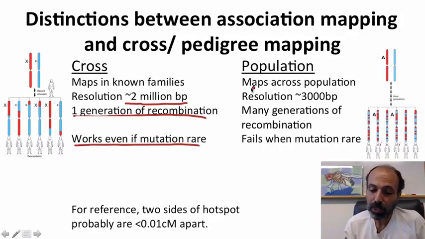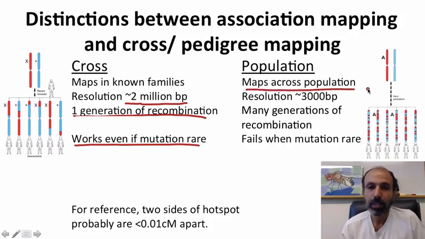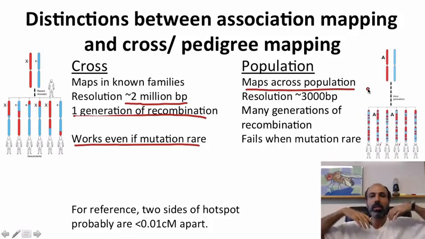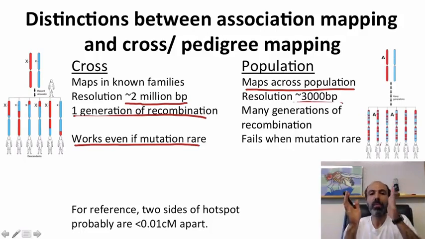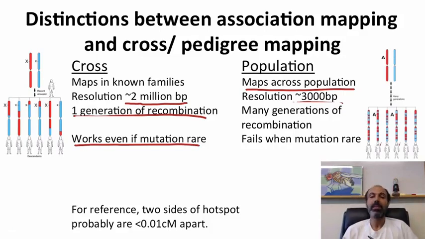With populations, rather than mapping in known families, you're mapping across a population. You're just taking a bunch of unrelated individuals. They just all happen to be in the same species in the same population. Your resolution here is much better. Rather than 2 million base pairs, your resolution here is about 3,000 base pairs, because it's about that of those windows between the recombination hotspots.